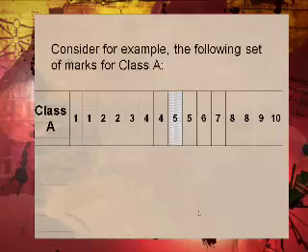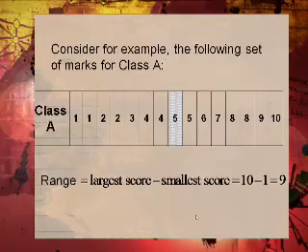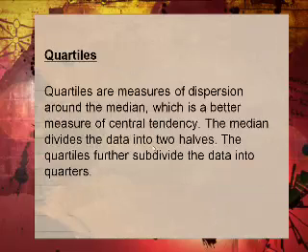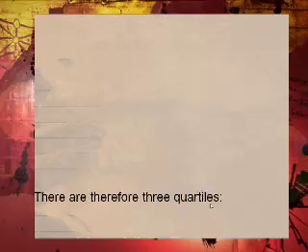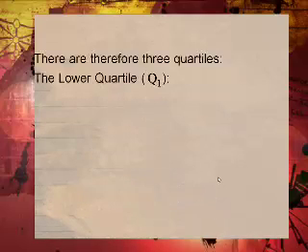Cool. Now, consider, for example, the following set of marks for class A. Range, as I said, is highest minus lowest. I know that you're bored about this, you know it very well. Quartiles. Quartiles are measures of dispersion around the median, which is a better measure of central tendency. The median divides the data into 2 halves, then the quartiles into 4. Fine. I'm on my way to interquartile.